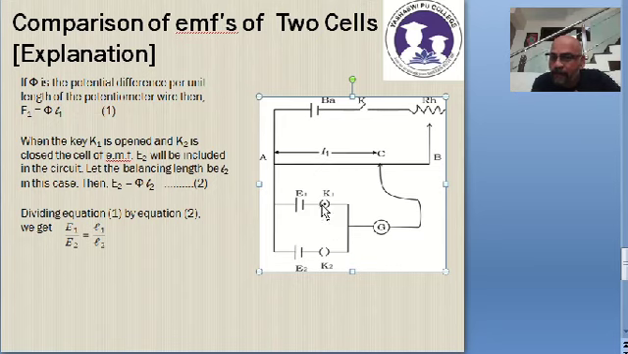Now do one thing: remove the key K1, that means make it open, and close K2. When you close the key K2, what happens? Now E2 gets included in the circuit, not E1. So E1 is not there in the circuit. When you close K2, E2 is included, and when you keep K1 open, E1 is not included. So when E2 is included, imagine the EMF is 2.5 volts. If the EMF is 2.5 volts, then you will have to bring the point C to the 1/4 point here.